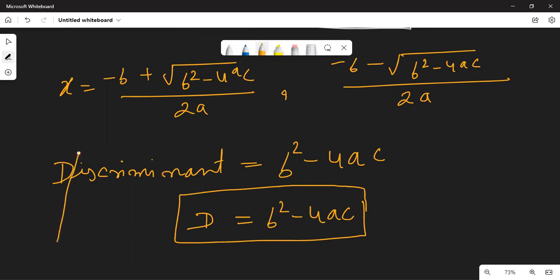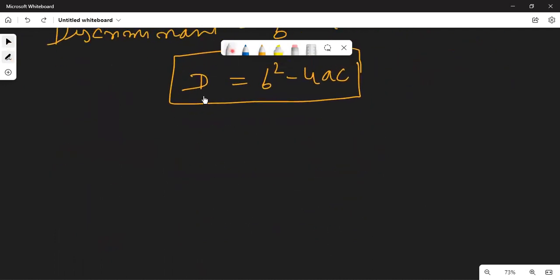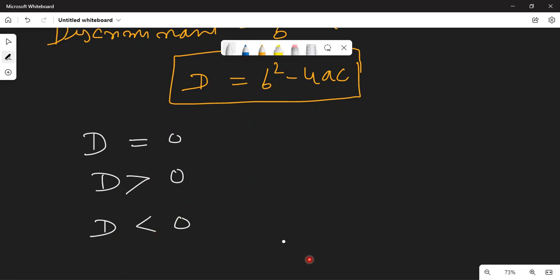Now, whatever the discriminant we have found, three things can happen. Our discriminant can be 0, discriminant can be greater than 0, or discriminant can be less than 0. Now we'll consider all these three cases one by one.